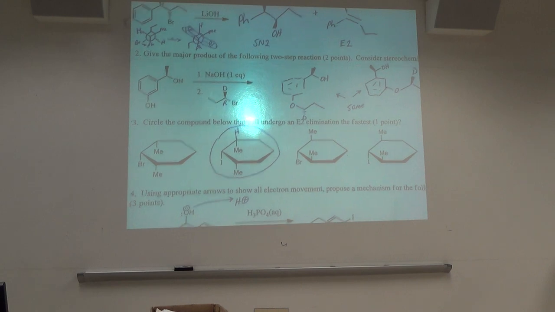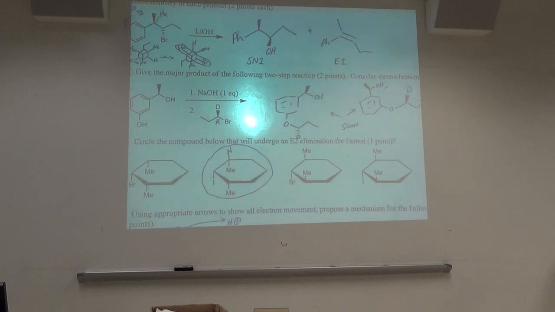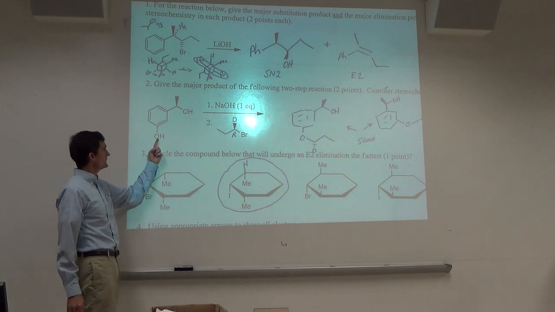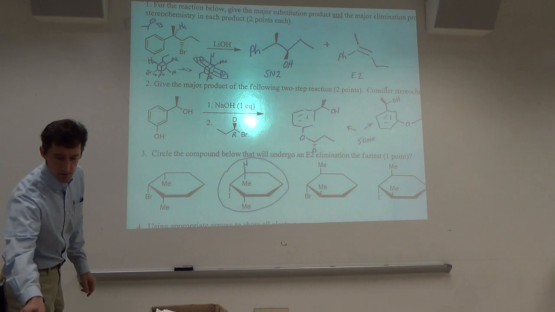Give the major product of the following two-step reaction. Consider stereochemistry. We have this compound here with sodium hydroxide. It's going to deprotonate the more acidic OH. So we're going to get the O minus.